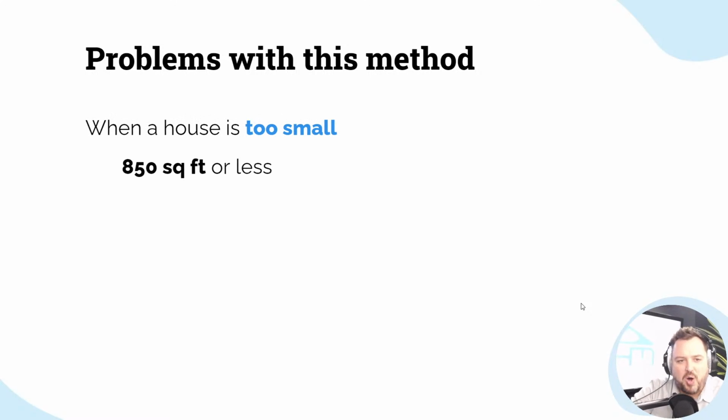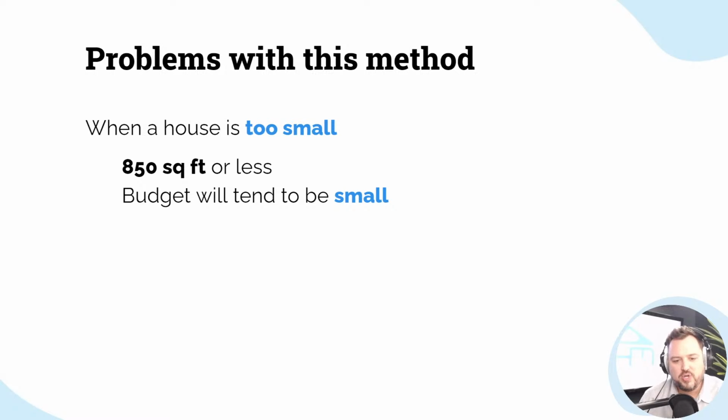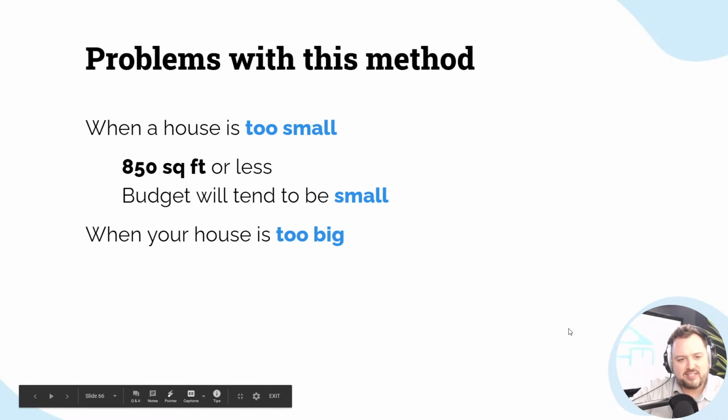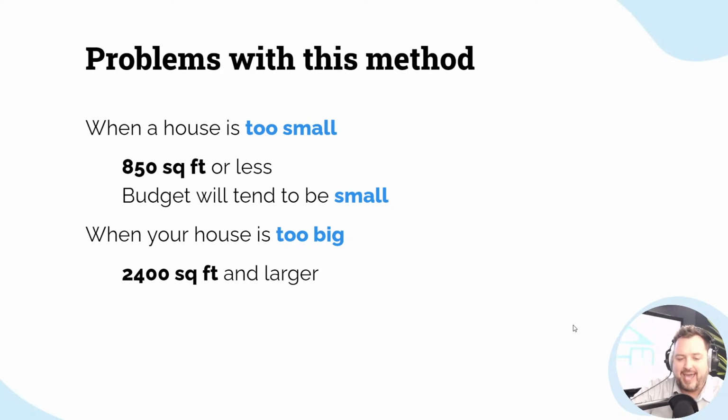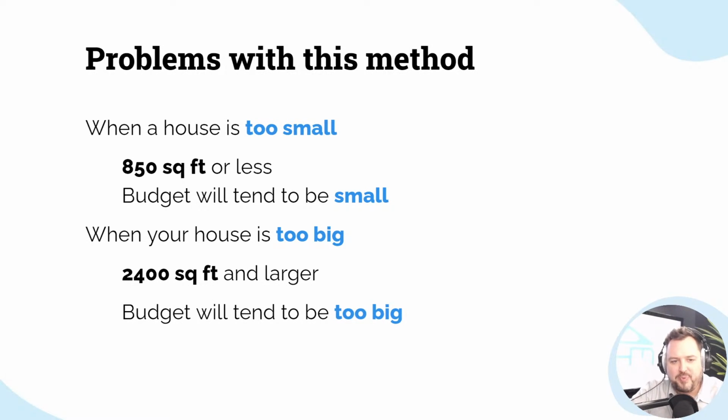Okay. Now let's talk a little bit about some of the problems with this method. When the house is too small, 850 square feet or less, the budget will tend to be too small. Here's the reason. There are some economies of scale on some of this. When you have to pay someone to go do something, if it's not big enough, you're paying too much for that project to actually be done. So keep that in consideration. The other thing to keep in mind is when the house is too big, like 2,400 square feet and larger, it can throw you off a little bit as well. So you've just got to be prepared because the budget will tend to be too big. If it's too small, you're going to come in not high enough. And if it's too big, you're going to come in too high. But it's close enough that we can start making some offers.